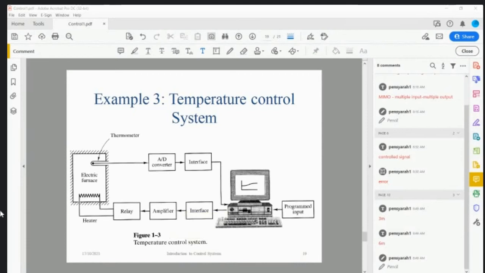But in this example, there is no digital to analog converter. I believe the relay here is only an on-off relay. So it receives a digital signal because it is on-off. That's why we don't have any analog to digital to analog converter here. So it will depend on the type of actuator and also the type of sensor, analog sensor or digital sensor. You will learn about this in instrumentation.